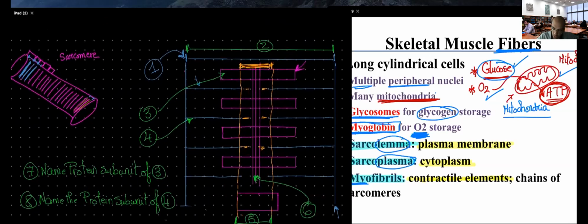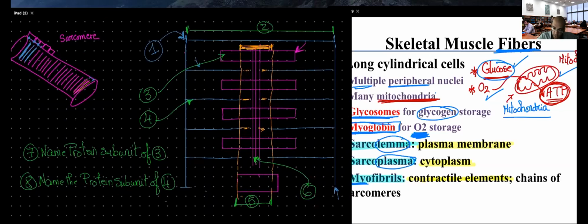Those pink lines that are connecting those thick segments are going to be number 6. And the part that is formed of only those pink segments without having any coverage of the blue lines, this is going to be number 5. For number 7, please name the protein subunit of number 3 that forms number 3. And for number 8, please name the most important and the most commonly found protein subunit that's going to be located forming number 4.